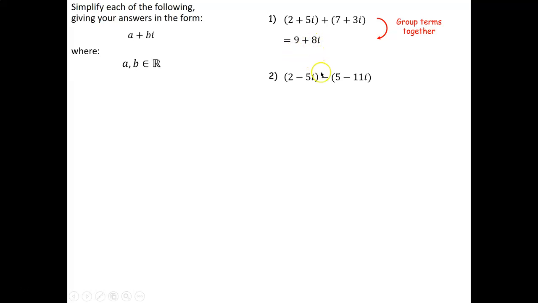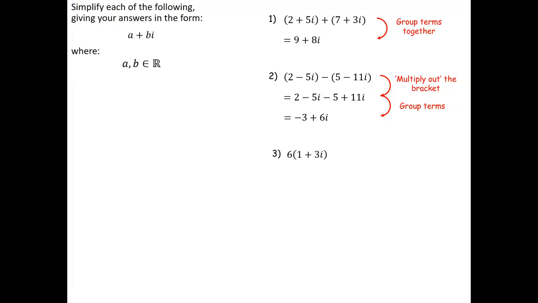Here I just need to be careful because I'm subtracting here. Now you don't have to do this step, but just be careful that you know that this is subtract 5 and add 11i, and then collect up your like terms again. When we're multiplying, it's just the same as multiplying out a bracket as normal.